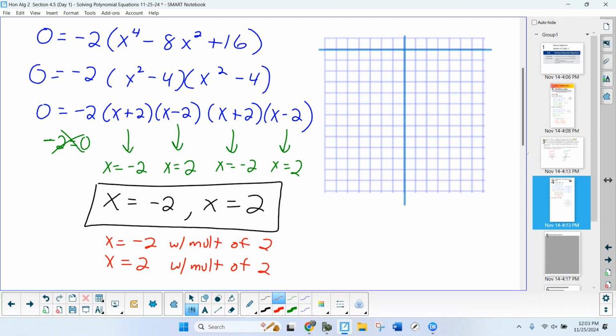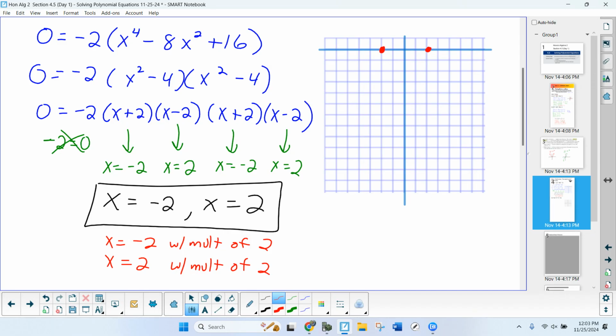Okay, now I'm not going to ask you that, but you need to know that for the graph, that they occur 2 times. Because that's going to be important when I come here to my graph. So I'm going to come over here to 2. I'm going to put x-intercept. I'm going to come over here to -2, and I'm going to put an x-intercept. And I know because it has even multiplicity, it's either going to touch and go up or touch and go down.